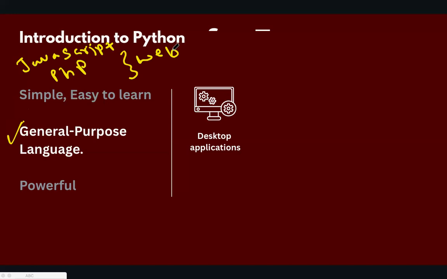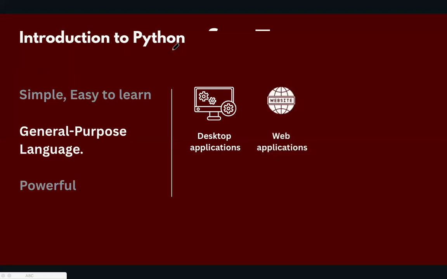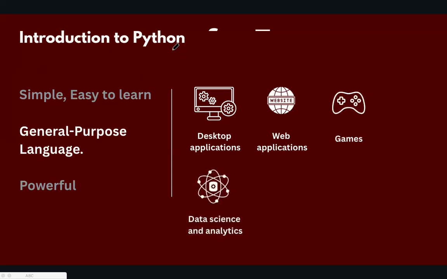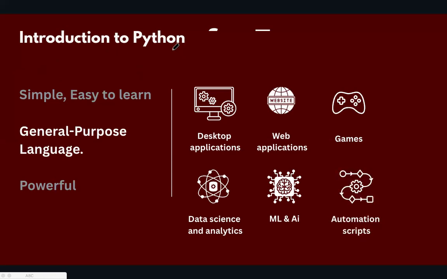But Python is different. It's a general purpose language. That means you can build almost anything with it, not just web projects. You can build desktop applications, web applications, games, data science and analytics. You can also use it in machine learning and artificial intelligence. You can also use Python for automation scripts, and in IoT systems. So imagine that wherever we have the need of programming, Python is present there. So we can do anything with Python. That's why Python is called a general purpose language.